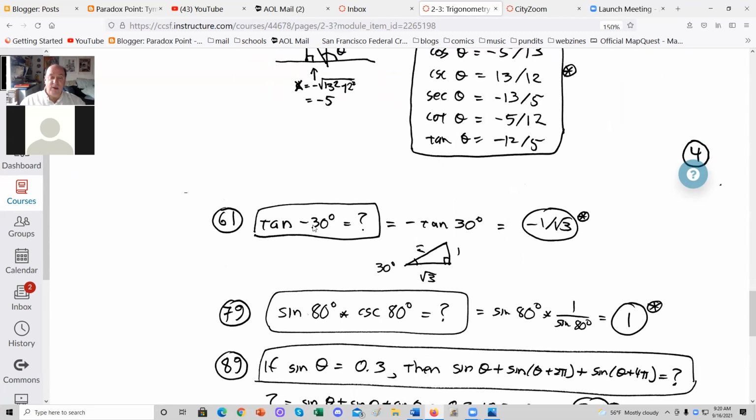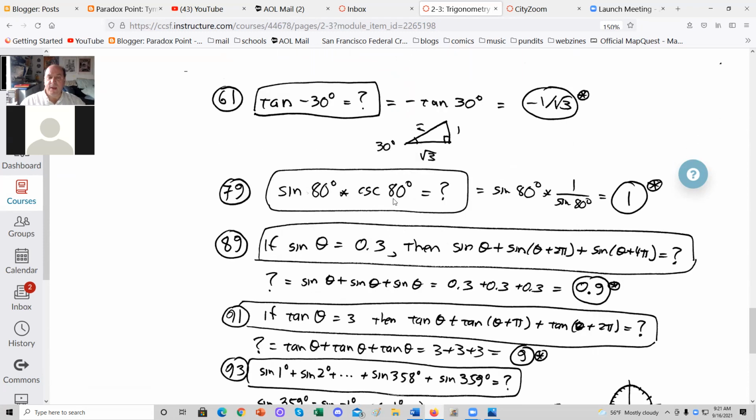What's tangent of negative 30 degrees? Tangent is an odd function, so the negative comes outside, minus tan 30 degrees. So here's a 30, 60, 90 triangle. Tangent is opposite over adjacent, minus 1 over root 3. Here they ask for sine 80 times cosecant 80. Well, it's not immediately obvious what sine and cosecant of 80 are, but we do know that they're reciprocals. Sine 80 times 1 over sine 80 cancels out to 1.